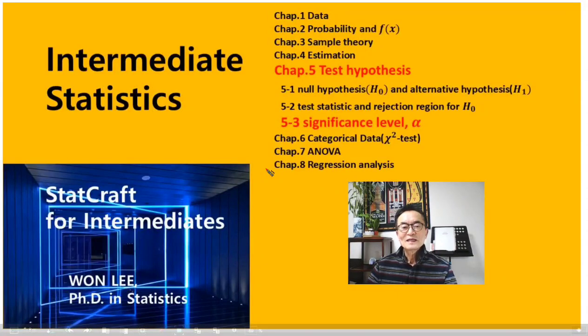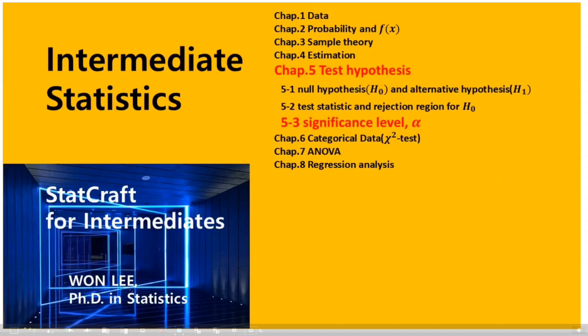I'm Won-Lee. We are studying Chapter 5, Test Hypothesis. Today's topic is significance level, alpha. It is an important concept of test hypothesis. Let's see what the significance level is.